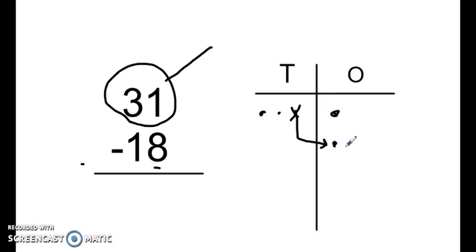Remember, 1 ten is 10 ones, so I'm going to draw 10 ones. So there's 1, 2, 3, 4, 5, 6, 7, 8, 9, 10. On paper, it looks like going over to my tens, crossing it out, I now have 2 tens left, and I now have 10 ones plus the 1 one that was there, which equals 11.